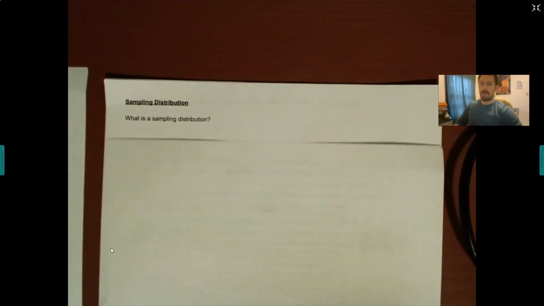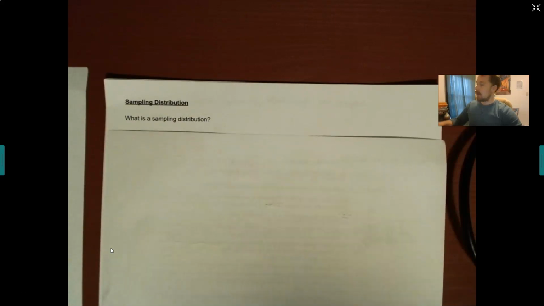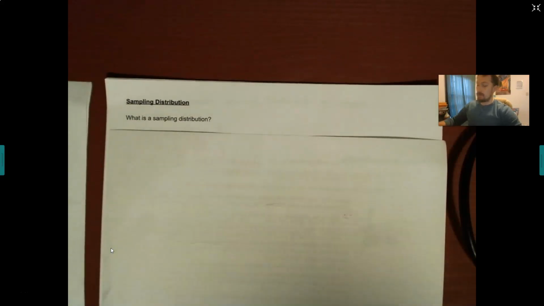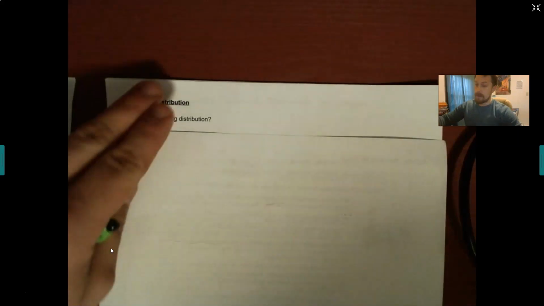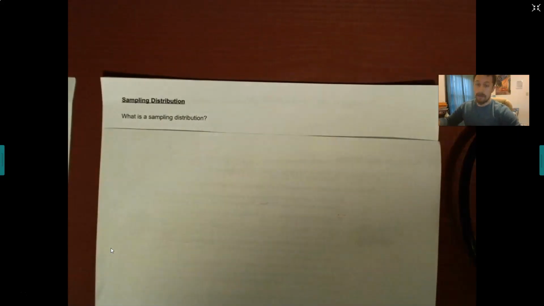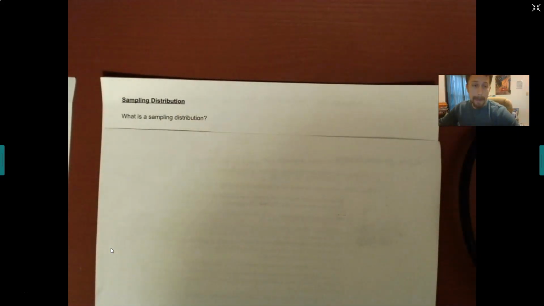And these notes are on Google Classroom. You can print them if you have a printer. You can type them on the computer. Or you can just handwrite them on a regular piece of paper. You don't have to have a printer.